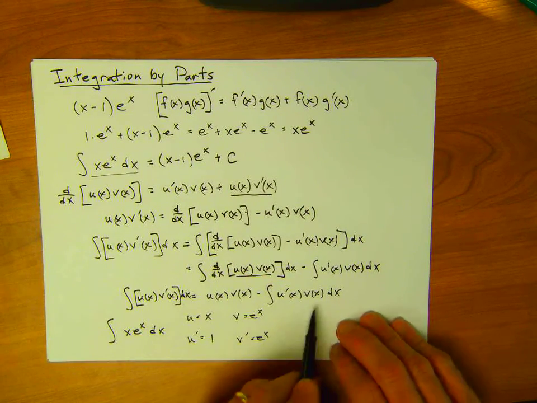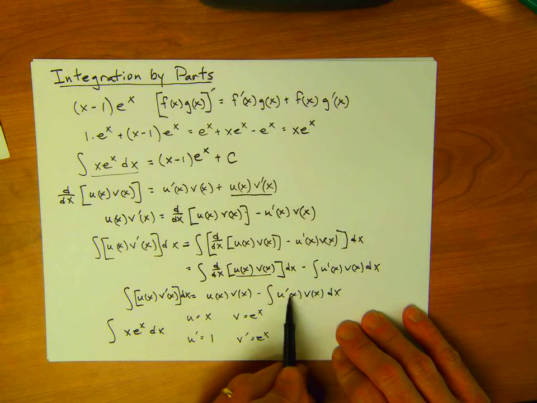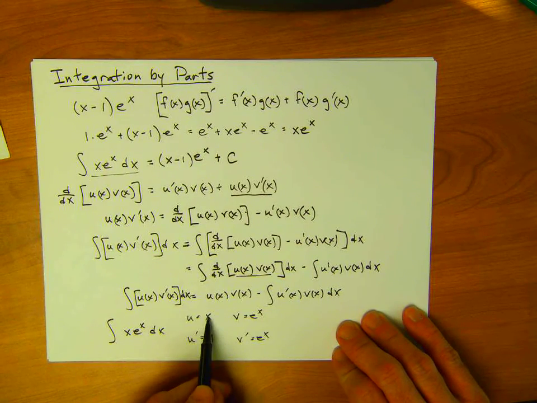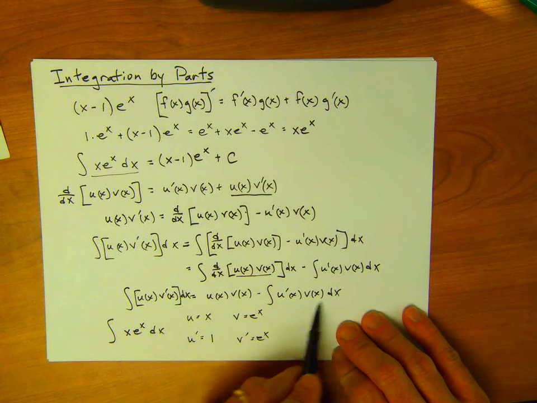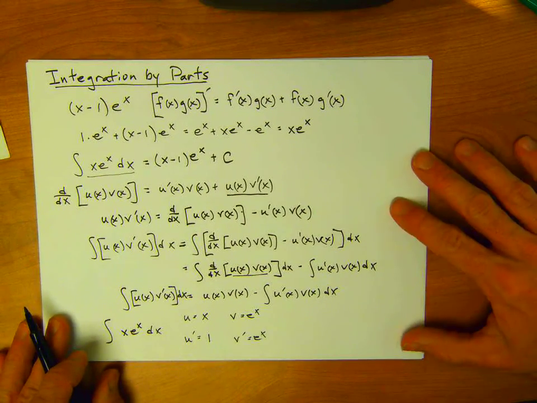But notice here, I still will have another antiderivative to find, or an integral to evaluate, and it's going to involve u prime and v. By letting u equal x and taking the derivative, I'm going to end up with something here, 1 times e to the x, that I know how to find the antiderivative of. So we'll see how much more I can fit on this page.